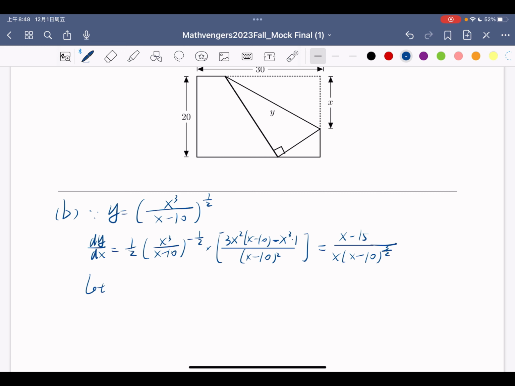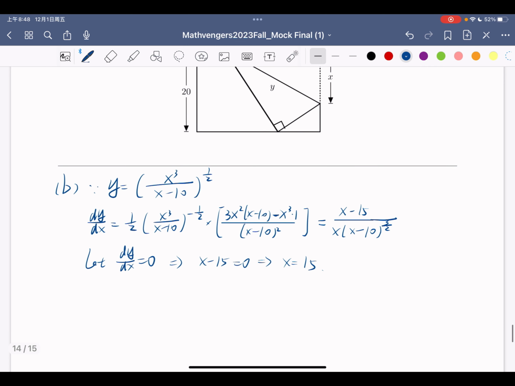So we assume dy over dx is equal to 0. We get x minus 15 is equal to 0. We get x is equal to 15. Okay, but we need to check if this is a minimum value. There are two methods. The first one is to compute the second derivative and put x is equal to 15. Another method: you can say, well, this function is quite complex, and if we continue to directly compute the second derivative, it will be quite difficult.